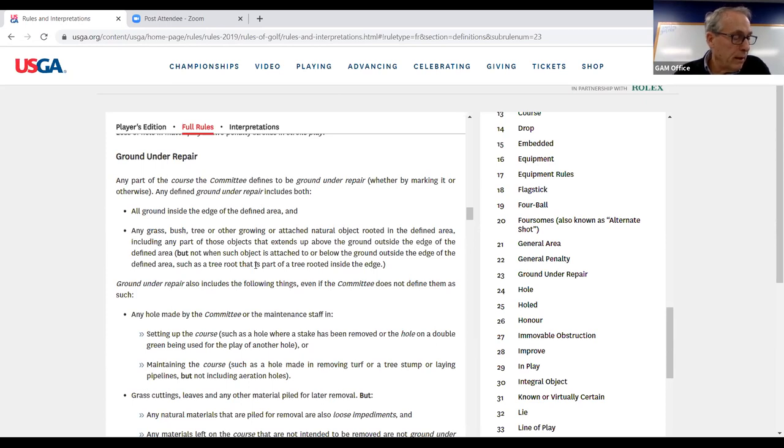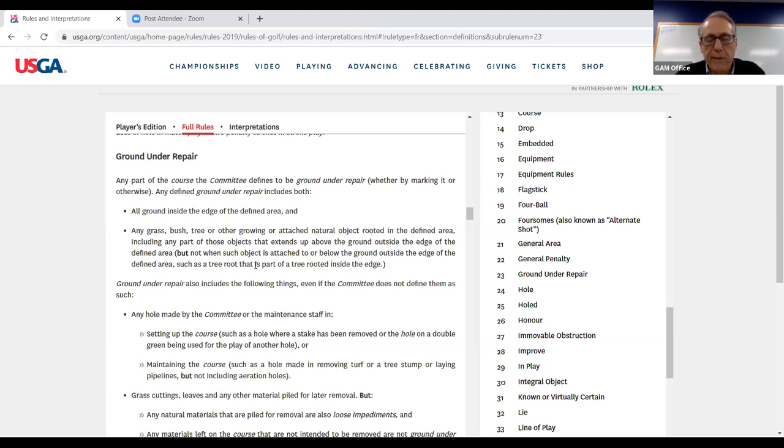It's got to be defined by the committee, and hopefully we would define these things prior to play moving through a particular hole. It's certainly really hard to define an area as ground under repair once play has moved through a particular area of a course, unless we've had a trouble hole person present the entire day who knows for a fact that no other player has been in that area and would have been affected by it. But it's almost impossible to define an area as ground under repair once play has moved through a hole.